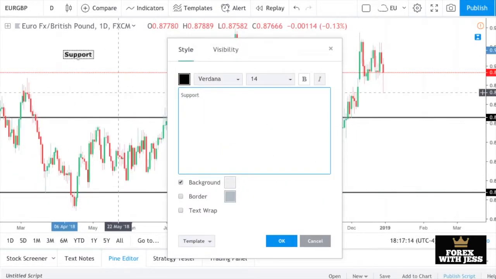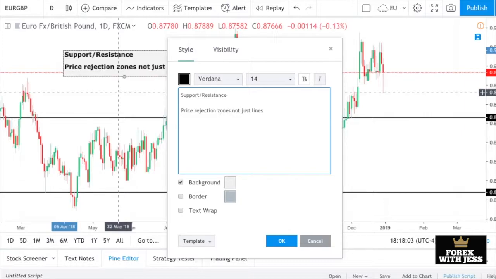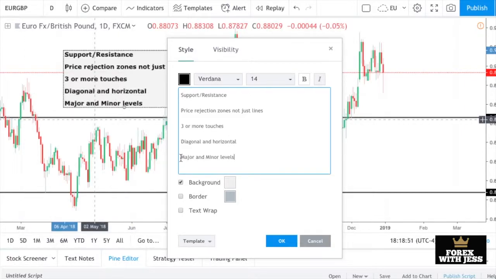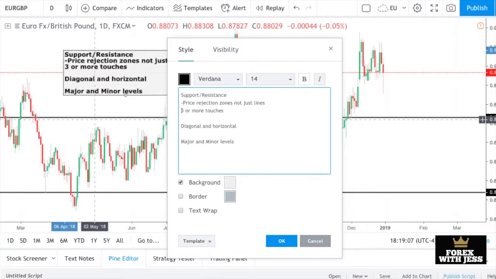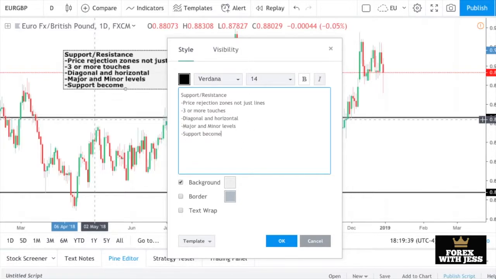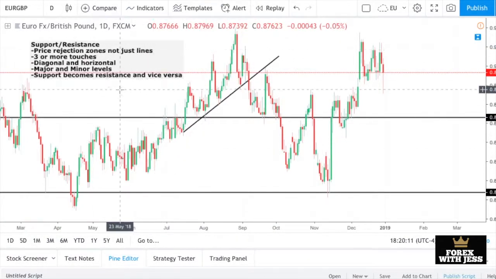Let us review the points we have just covered. Support and resistance are price rejection zones, not just single lines. Always plot the obvious zones. Secondly, for the area to be valid, you need 3 or more touches. We have diagonal and horizontal support and resistance levels. There are major and minor levels. And lastly, support becomes resistance and resistance becomes support.